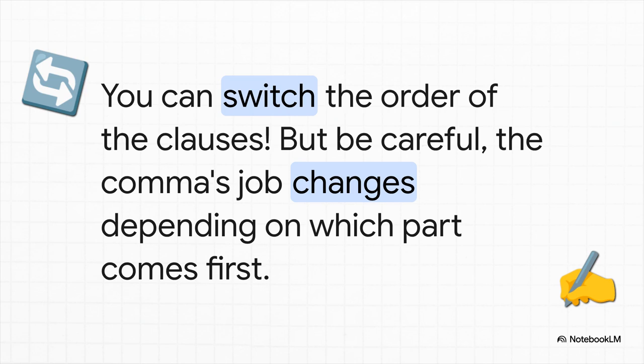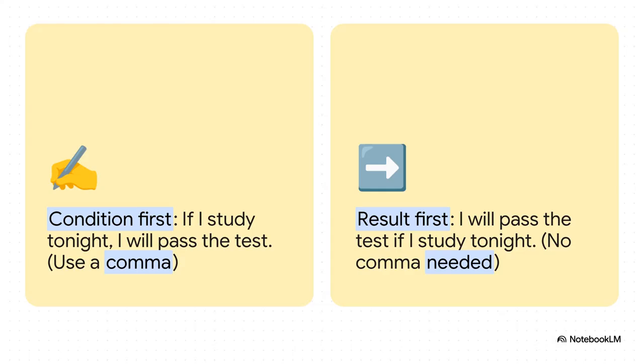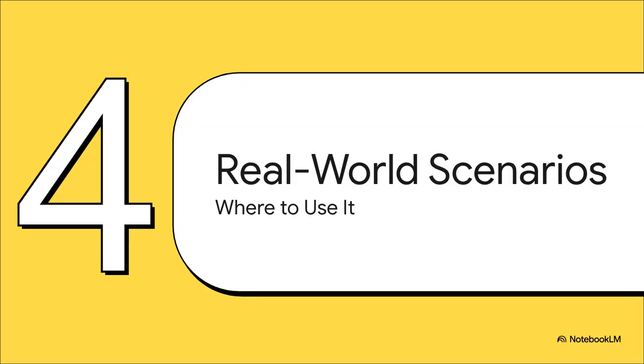Okay, rule number 2 is all about punctuation and a little bit of flexibility. The cool thing is you can actually flip the sentence around, but you just have to pay attention to one tiny thing, the comma. And the rule couldn't be easier. If you start your sentence with the if part, like if I study tonight, you need to pop a comma in before the result. But if you flip it and start with the result, I will pass the test, then guess what? No comma needed. Easy.